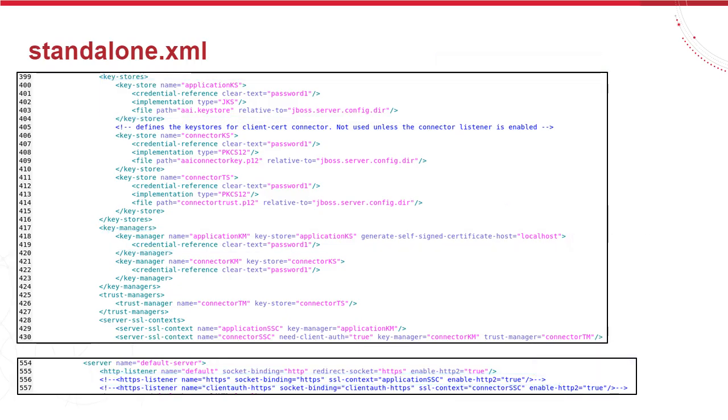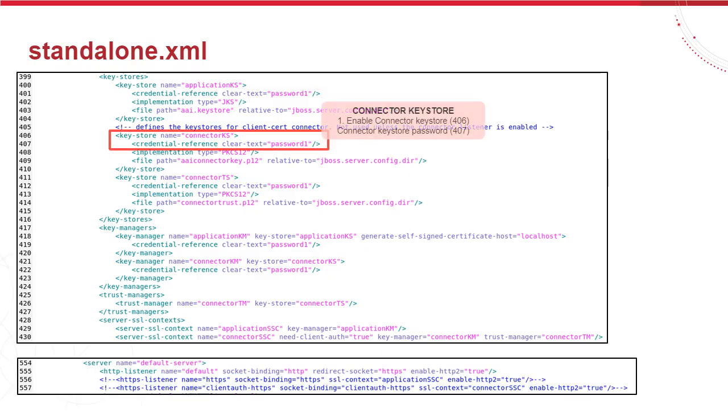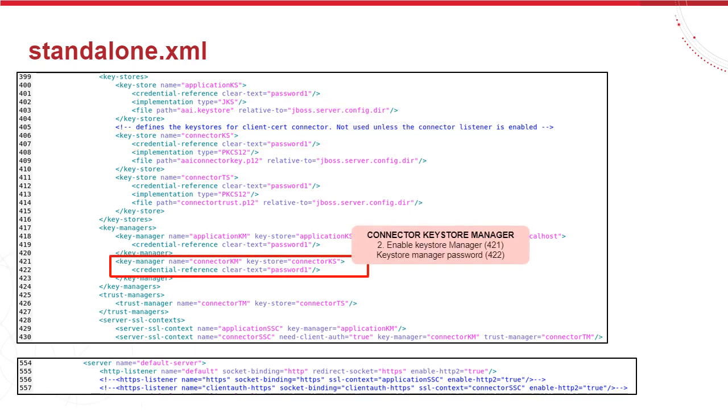Next, we have connector entries. At line 406, we look for connector KS. This is the connector key store. We enable the line and set the same password as the AAI key store. At line 421, we look for connector KM.